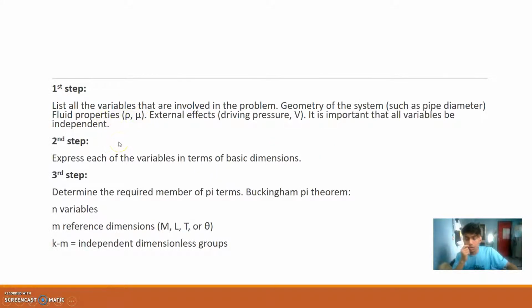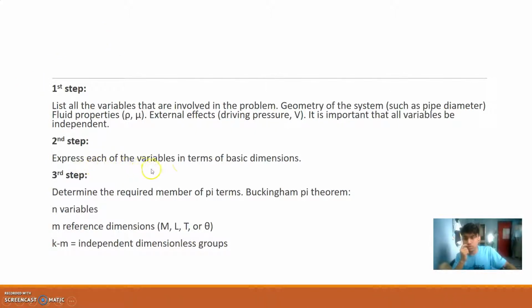So I'm going to read the steps that we need to follow when using this method. For the first step, we need to list all the variables that are involved in the problem, for example, the geometry of the system, the fluid properties, and external effects. It is important that all the variables are independent, because these variables will determine the value of the dependent variable, which is y.